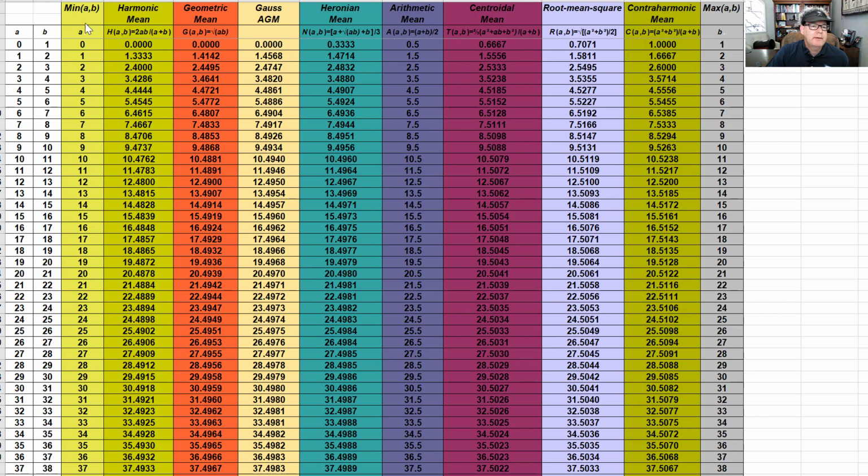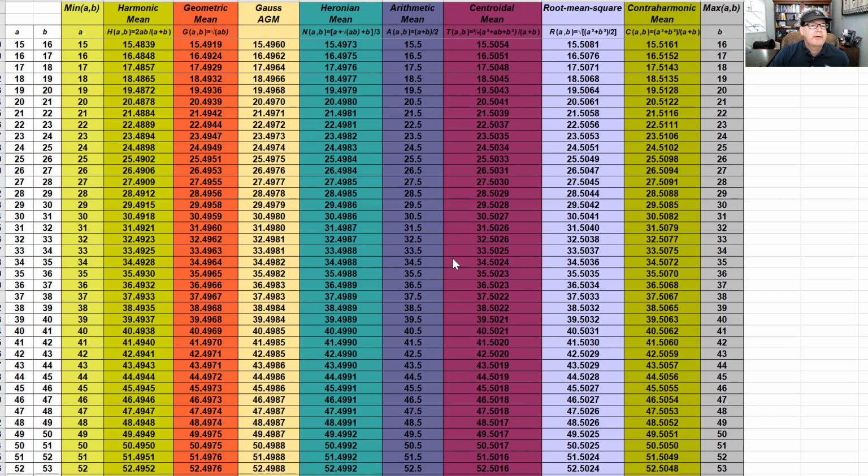Then here's the min, there's the max, and of course the arithmetic mean is just exactly halfway in between. The geometric mean, if you multiply the two numbers and then take the square root, you get those values. Harmonic mean and so on. So there is an order. We saw that in the trapezoid, except this mean wasn't in there, but the means are guaranteed to be in this order.